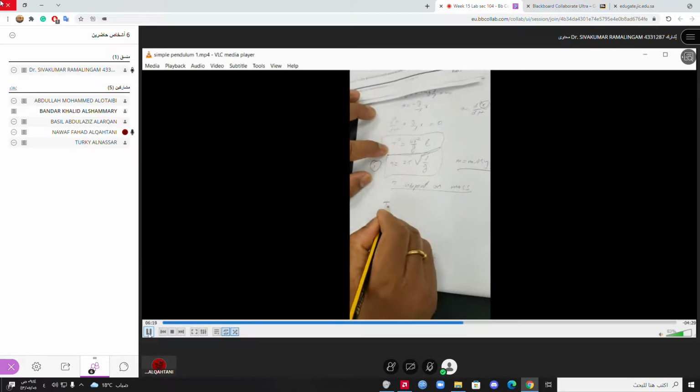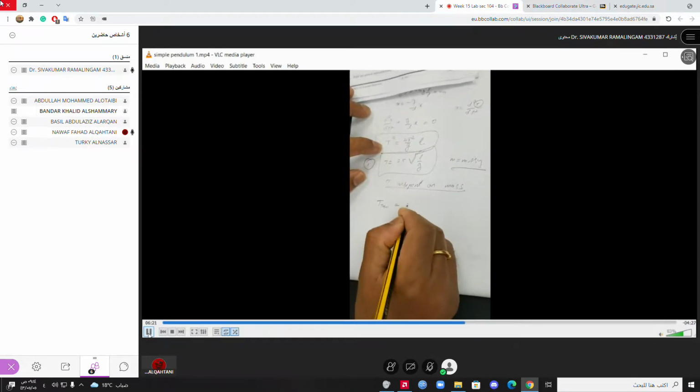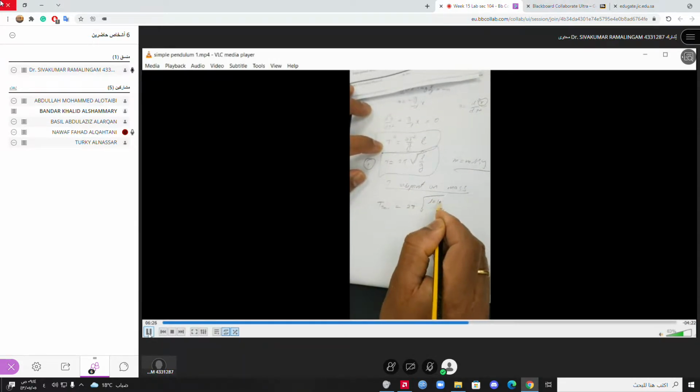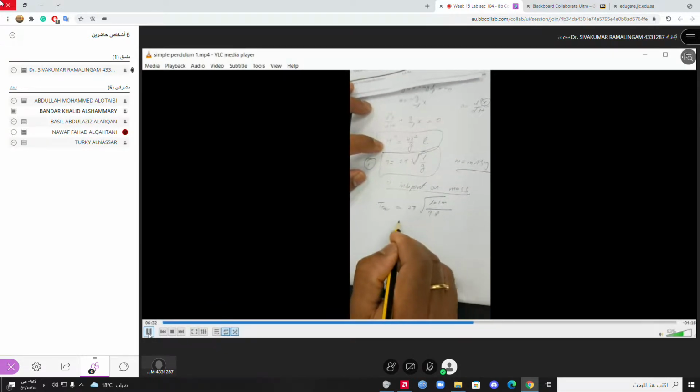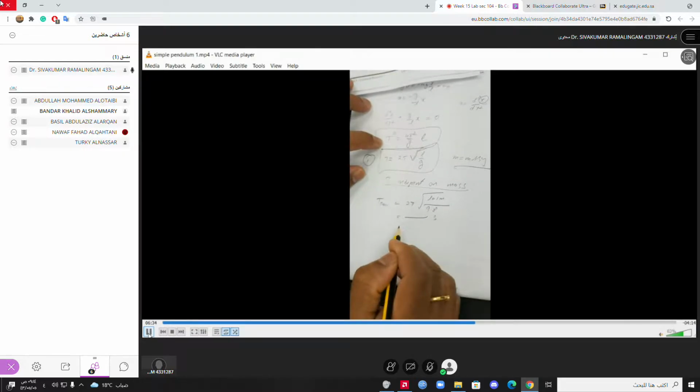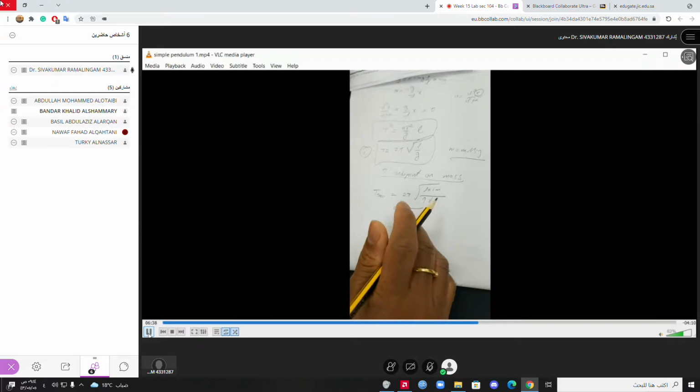So, to calculate the T capital, it is equal to 2 pi square root of L, where L equal to 1 meter, divided by 9.8. If you simplify this, so many seconds is the theoretical time period. You can find the theoretical value by using a calculator because we are fixing L equal to 1 meter. By fixing L equal to 1 meter, you are doing all this.